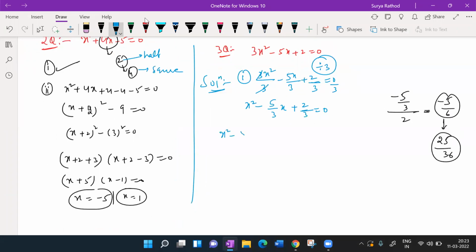X square minus 5 by 3x plus 25 by 36 minus 25 by 36 plus 2 by 3 is equal to 0.